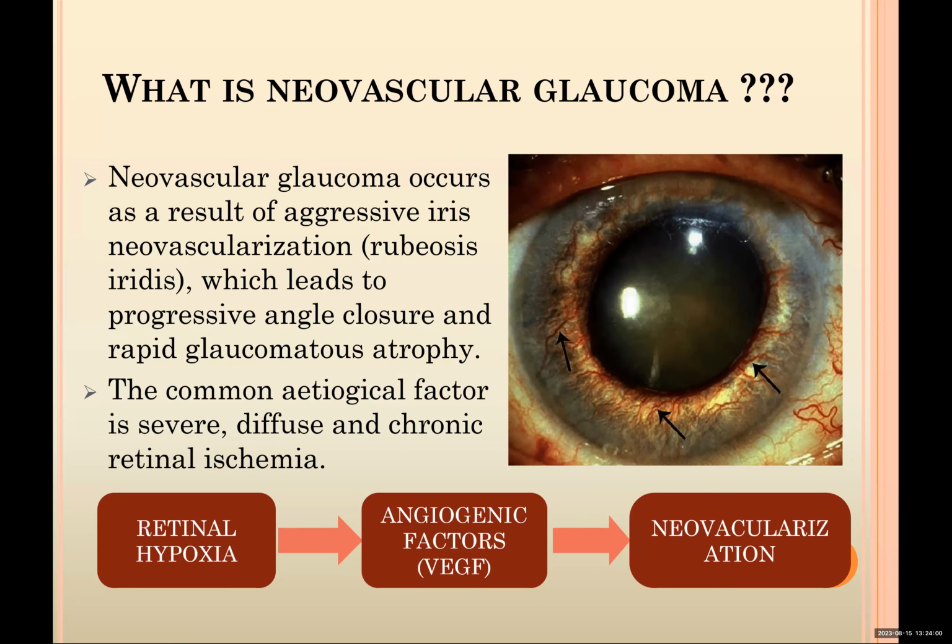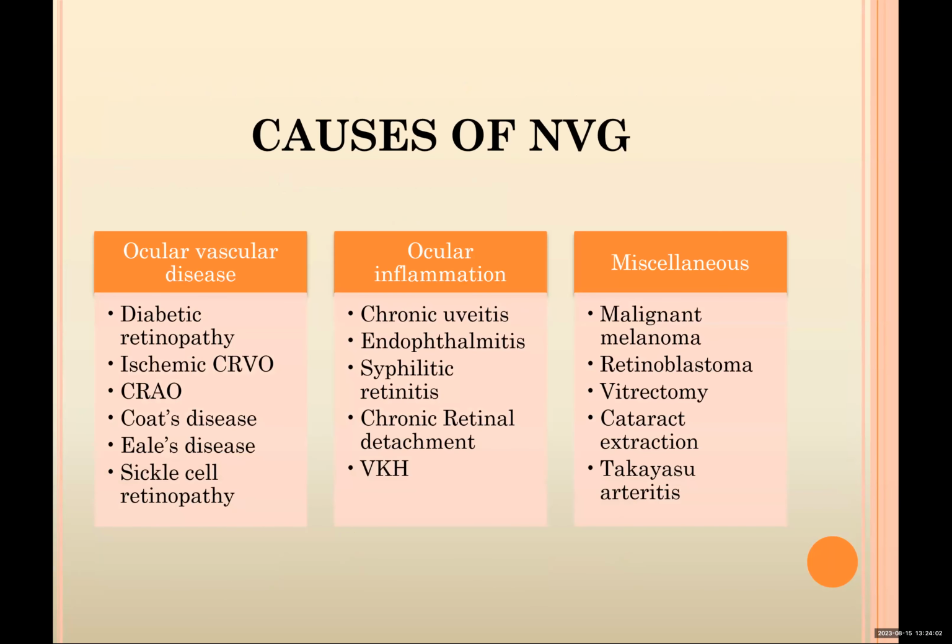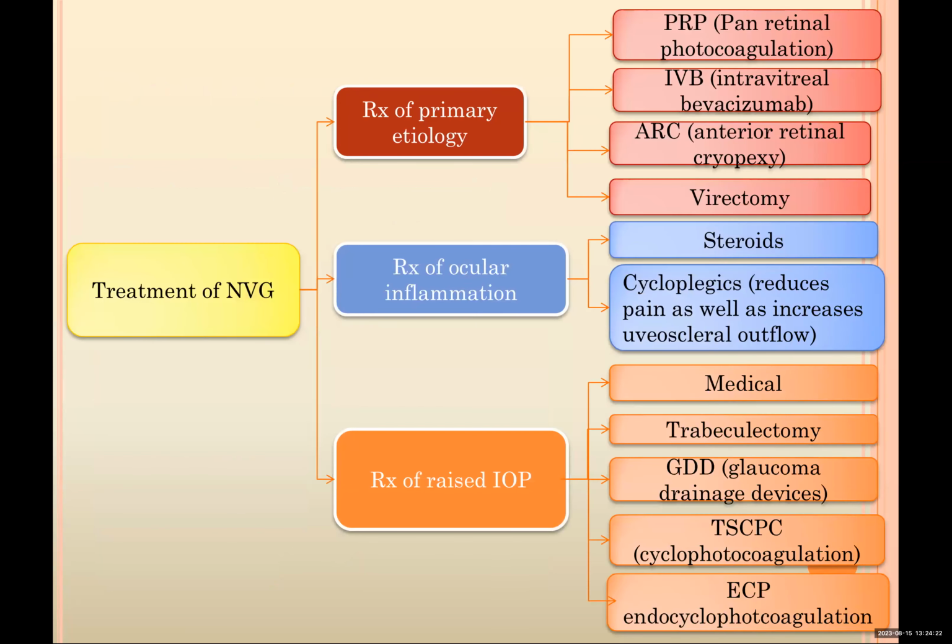rubeosis iridis, which leads to progressive angle closure and rapid glaucomatous atrophy. Now, we'll quickly look into the causes of neovascular glaucoma. Ocular vascular diseases like diabetic retinopathy, ischemic central retinal vein occlusion, central retinal arterial occlusion, Coats disease, and some ocular inflammatory conditions like chronic uveitis, endophthalmitis, miscellaneous conditions like malignant melanoma, retinoblastoma, and vitrectomy. Treatment of neovascular glaucoma can be broadly classified into three subheadings: treatment of primary etiology, treatment of ocular inflammation, and treatment of the raised IOP.